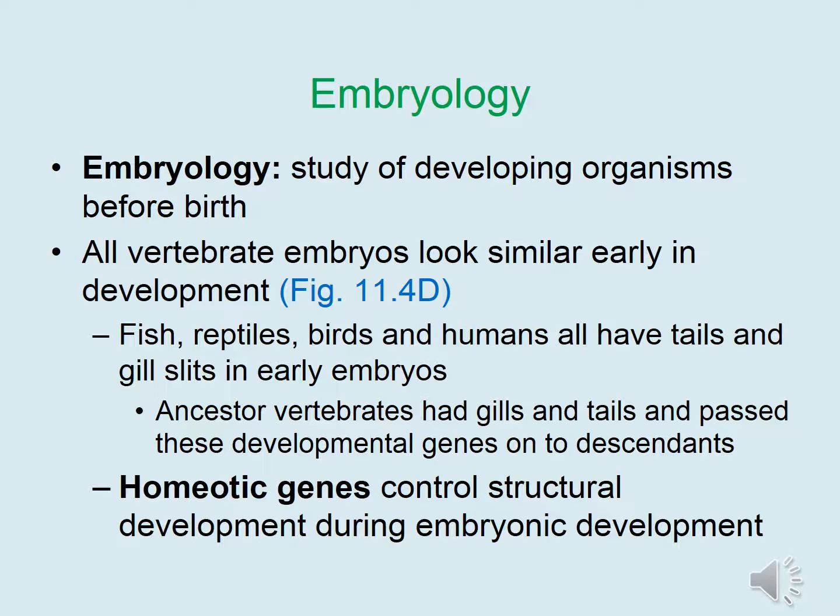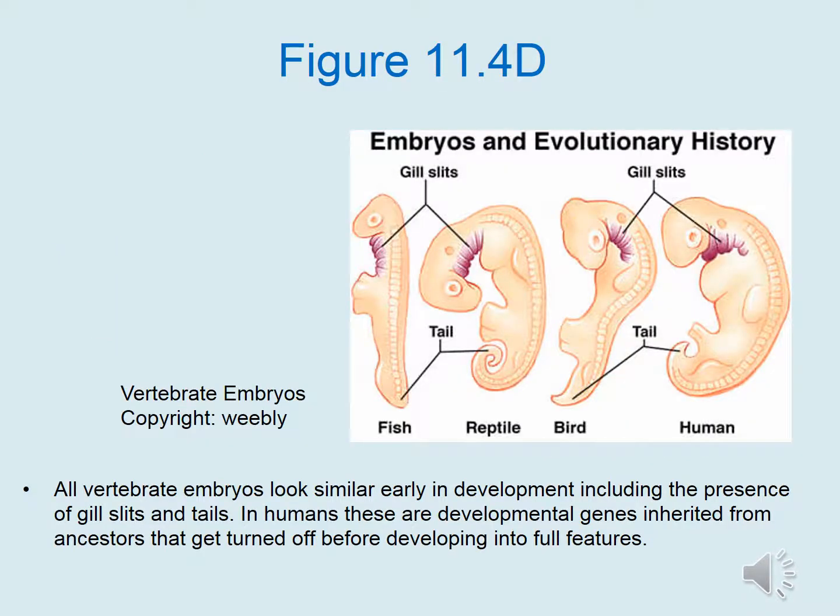So why are these features present early on in development? That's because, once again, ancestor vertebrates had gills and tails since life originated in the water, and they passed these developmental genes on to their descendants. These are examples of homeotic genes that control structural development during embryonic development. All vertebrate embryos look similar early in development, including the presence of gill slits and tails. In humans, these are developmental genes inherited from ancestors that get turned off before developing into full features.